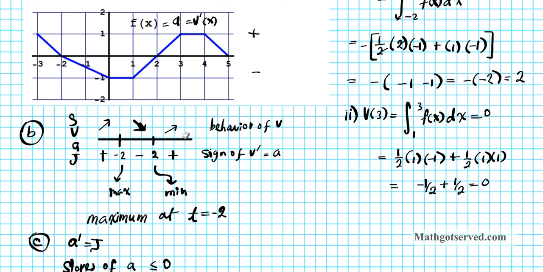Where do we have negative slopes? So from here you can see that the acceleration is decreasing from negative 3 all the way to negative 2. So guess what?